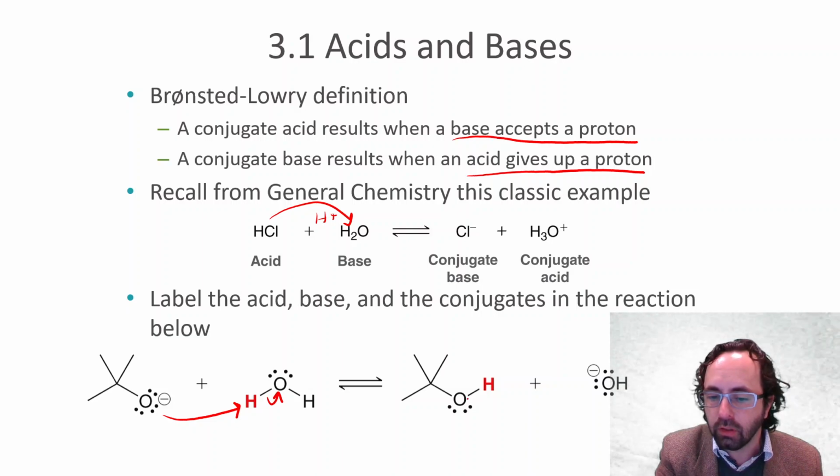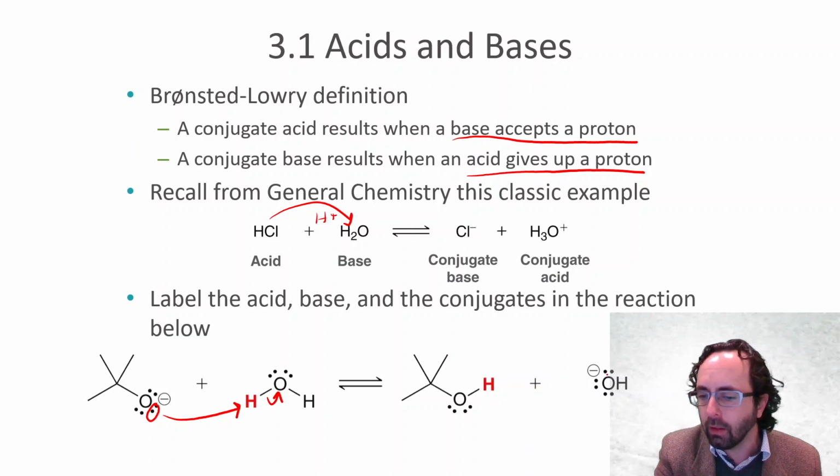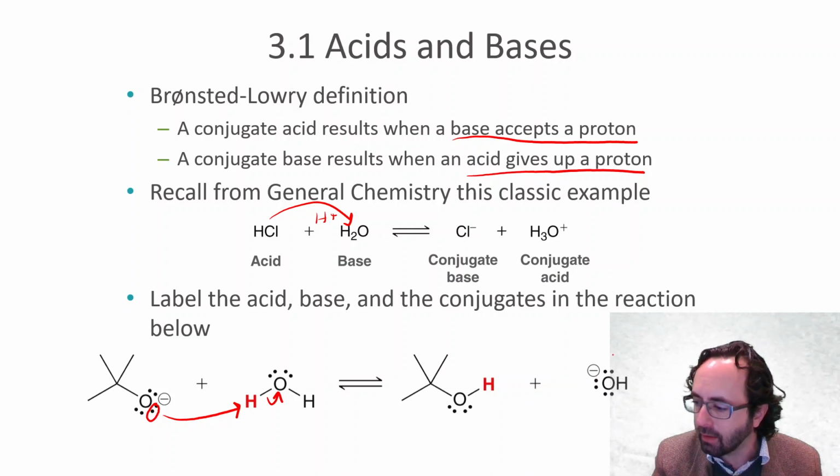Now this oxygen, one of its lone pair electrons, this one right here, went into making a bond to the hydrogen. So now it has 2 bonds and 2 lone pairs, and it no longer has a formal charge. It's making its normal 2 bonds for oxygen. And what's left of the water here is an oxygen with 3 lone pairs and 1 bond, so that has a negative formal charge, and that is hydroxide.